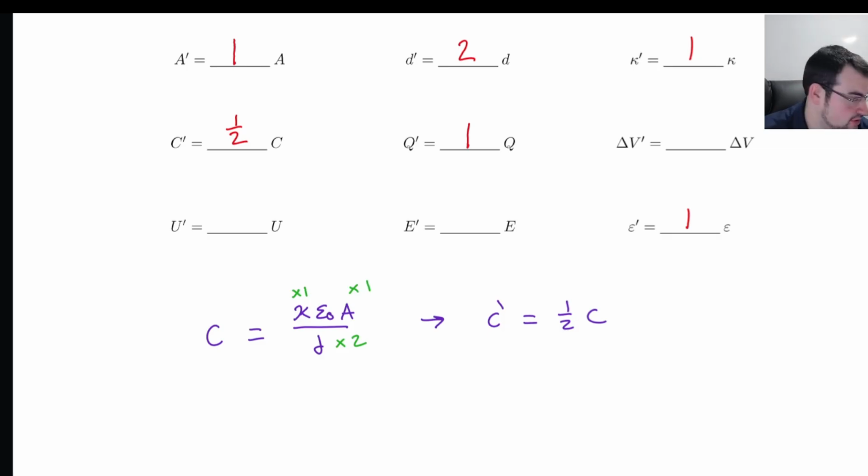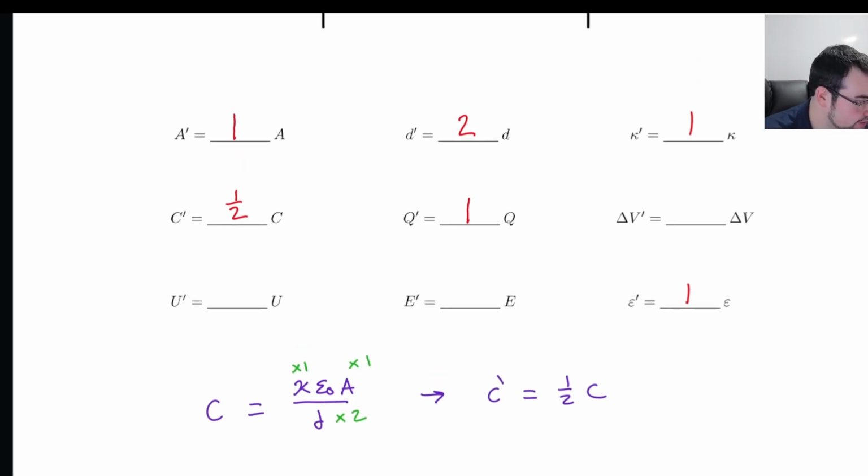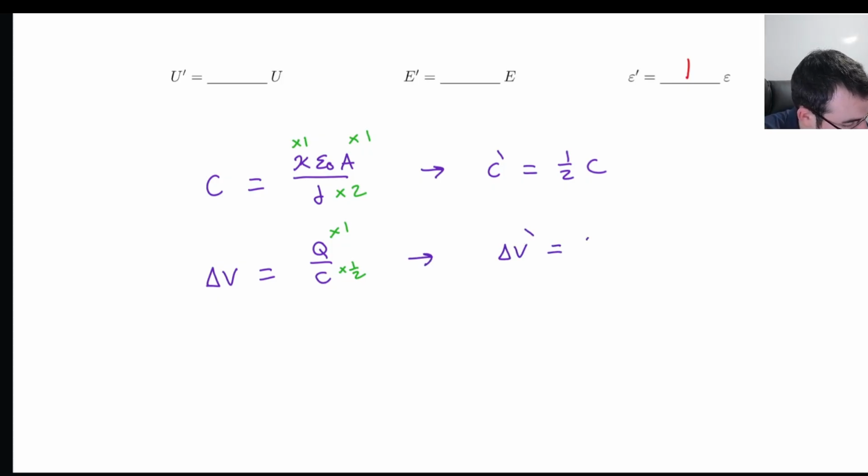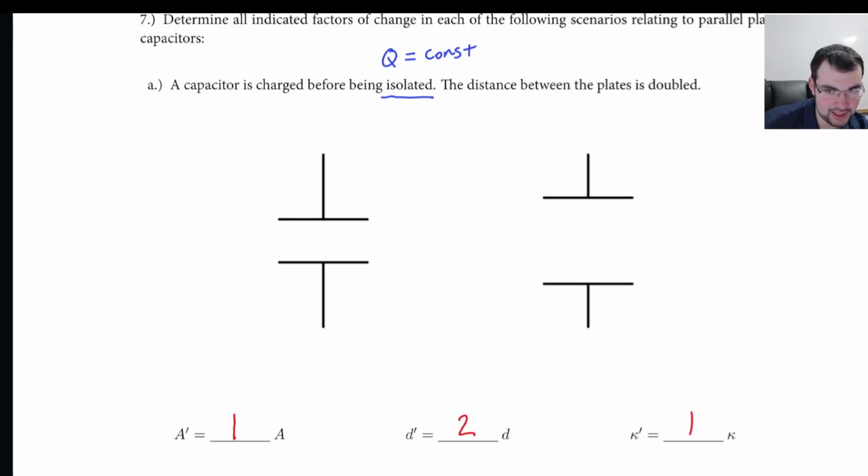All right, so now we got to get delta V. How do we get delta V? Well, we have the relationship that delta V is equal to Q over C. Q didn't change, capacitance got halved, which means that delta V doubles. And that should make sense, because the E field from the plates isn't going to change, but we've just stretched the plates to double their original distance.